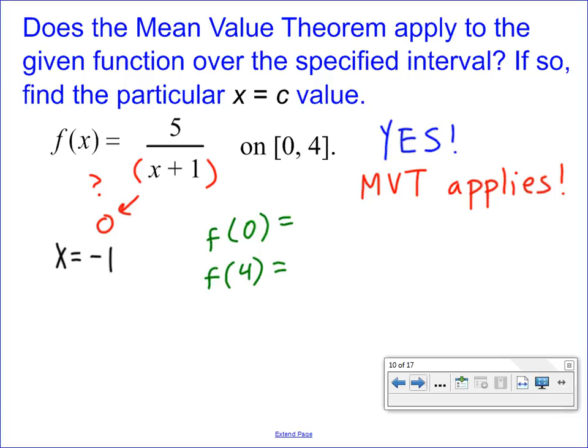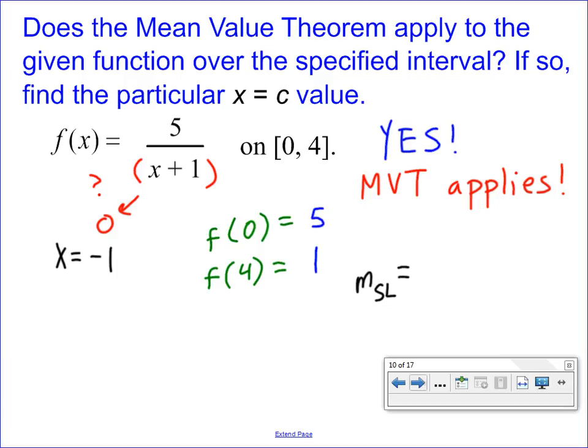All right, so here we go into the original. At x equals 0, what is that? 5 over 1. Are you guys getting 5? Yes? f at 4: 4 plus 1 is 5, 5 over 5 is 1. Yes? So my slope of the secant line equals f at b.